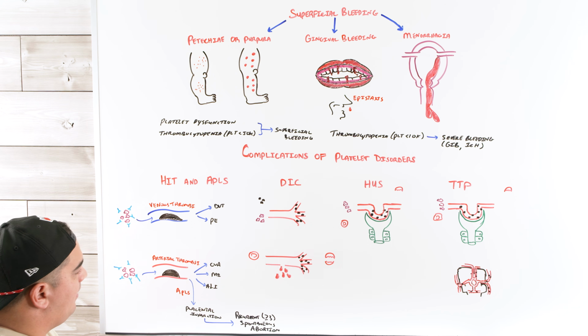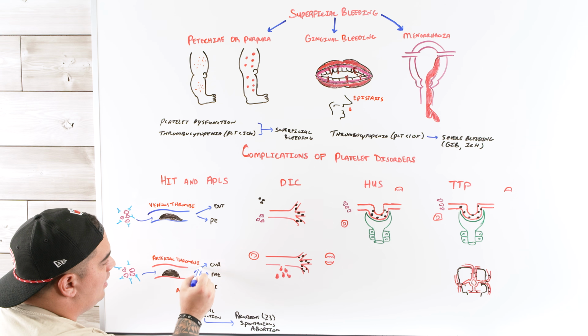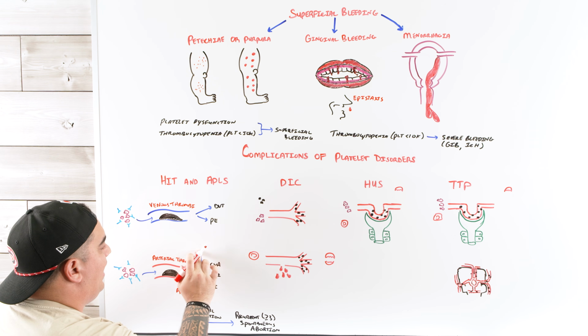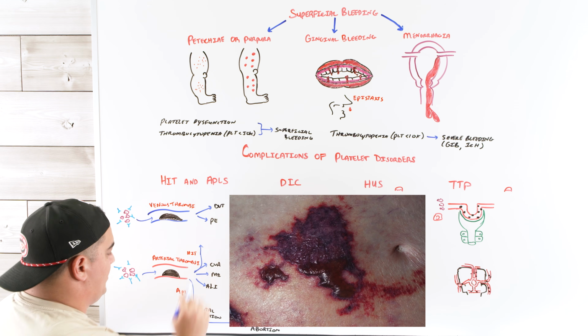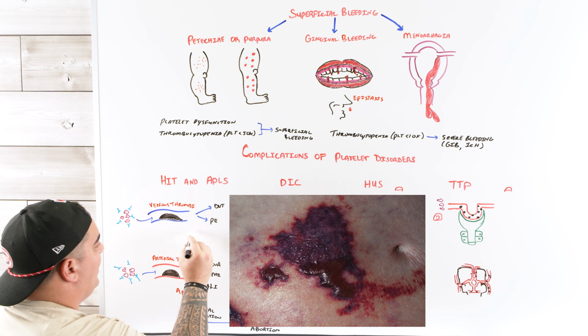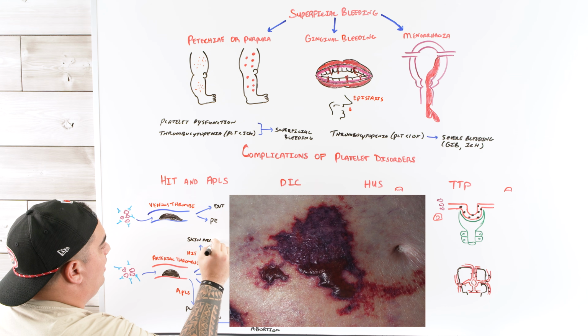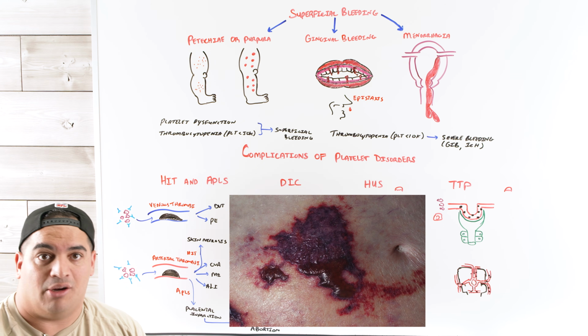With that being said, oftentimes what also happens here is that when you cause thrombosis of small cutaneous vessels in patients who have what's called HIT, or heparin-induced thrombocytopenia, they can get skin necrosis, right? So if they get skin necrosis, you definitely want to have a degree of suspicion for heparin-induced thrombocytopenia.